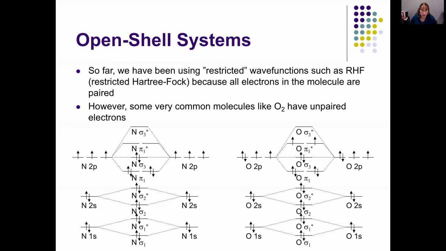So just to think about oxygen, if we compare oxygen and nitrogen, we've got an MO diagram for nitrogen on the left, a diagram for oxygen on the right. Well, we have 2 extra electrons for oxygen, and those go up here. These are both unpaired electrons in the pi orbital. And so the ground state of oxygen is a triplet.